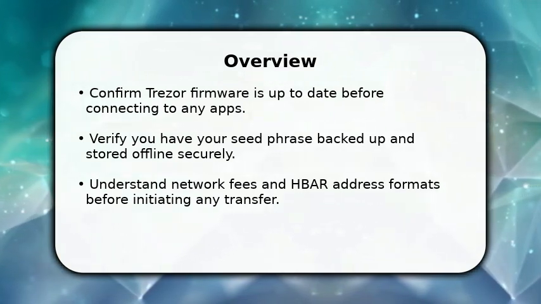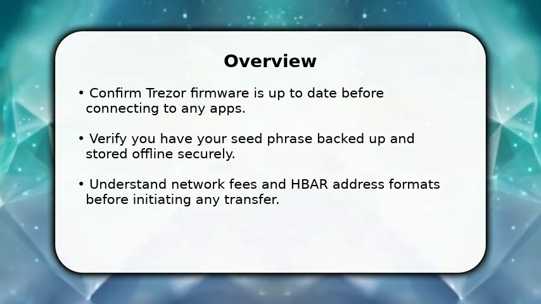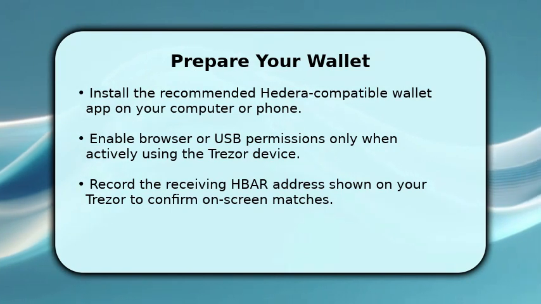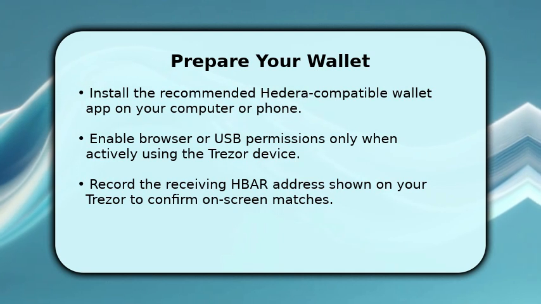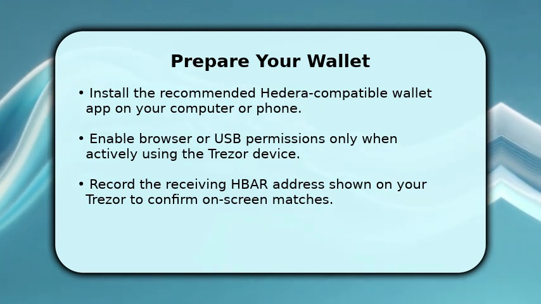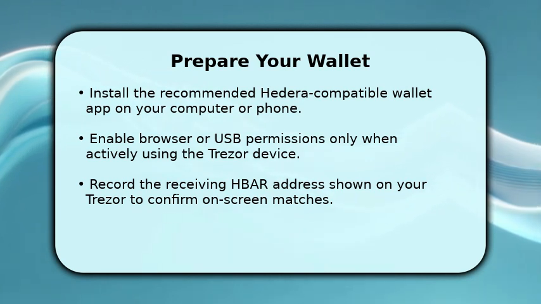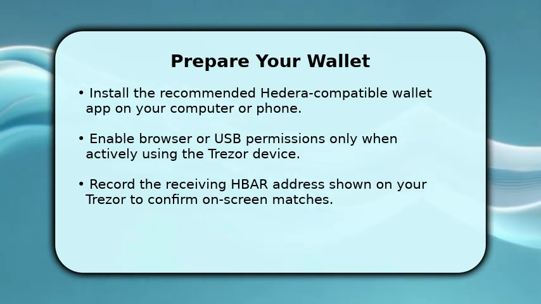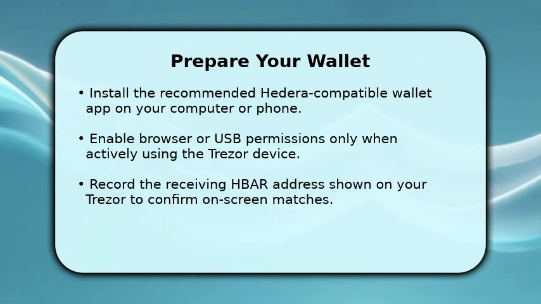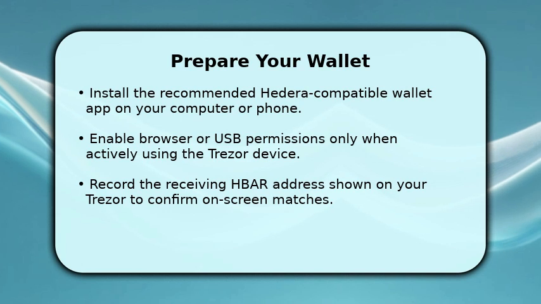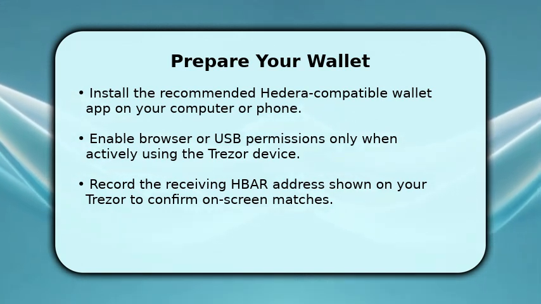Always confirm addresses on your Trezor screen before sending funds to avoid mistakes. Make sure your wallet app is the official or trusted version and that it recognizes Trezor devices. Open the wallet app, connect your Trezor via USB or supported method, and enter your PIN directly on the device. Navigate to the Hbar account within the wallet so the device can display the receiving address. Always compare the full address shown in the app with the address shown on your Trezor screen before proceeding.